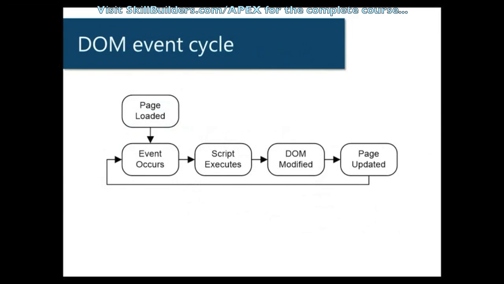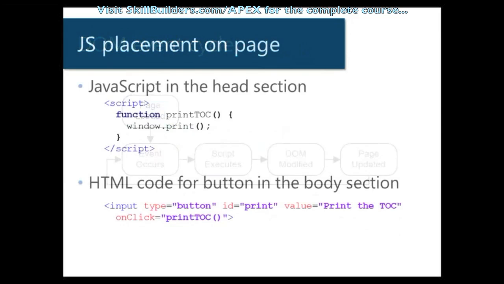And the way this typically works, the page is loaded and some kind of event will occur. Lots of different events can occur. Attached onto that event is some script, so the script then executes. If the script was coded to modify the DOM, then the DOM gets updated, and then the browser goes ahead and updates the page that the user is looking at. And you just keep going through this loop. This is pretty much how the DOM event cycle works.